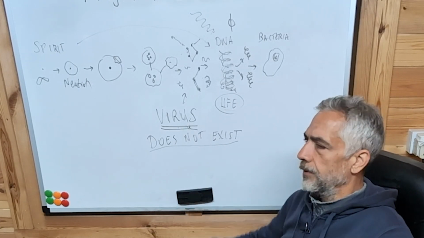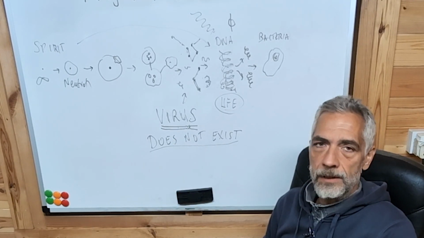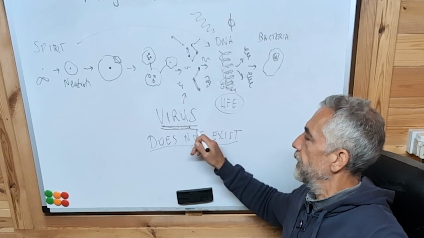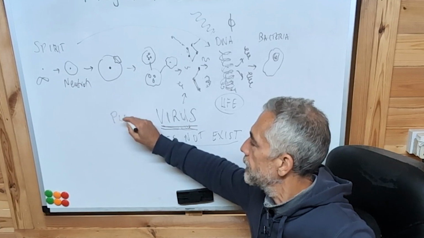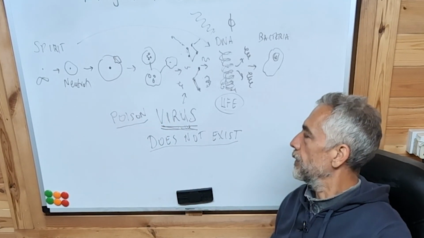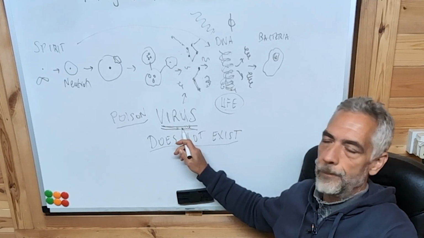Now, again, you're going to have to do some research yourself, but put very simply, you've got to look into terrain theory and germ theory. And the original meaning of this word virus was poison. It's actually just a poison. So we do have poisons, we do have toxins, but we do not have viruses. This is one less thing to worry about.